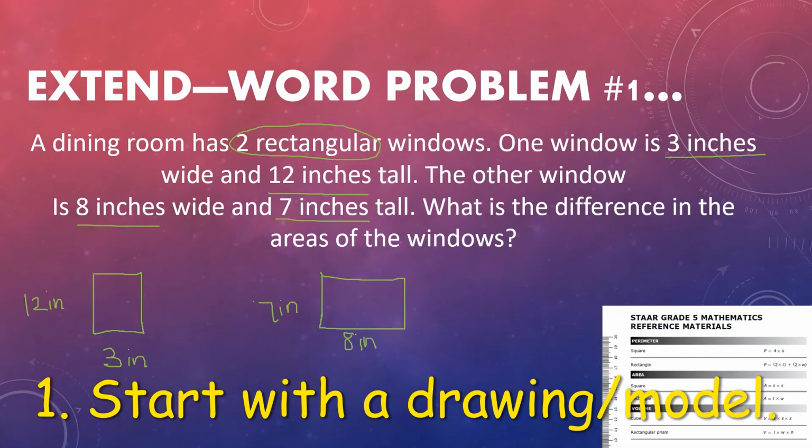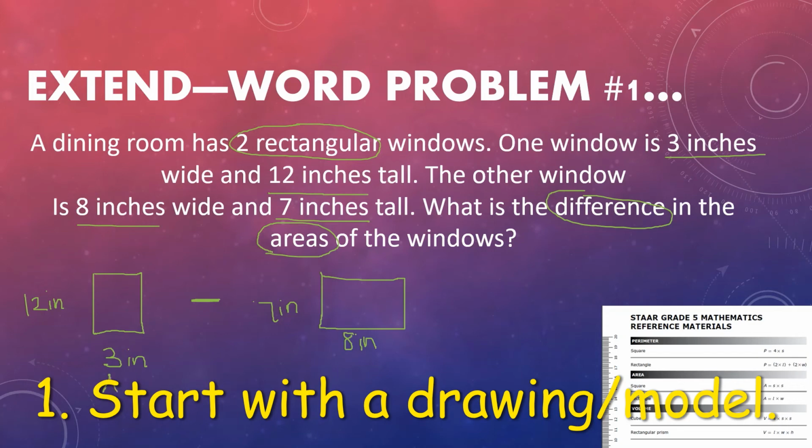Then the question says, what is the difference in the areas? So these are 2 important things I need to know. The difference. When I hear the word difference, I'm going to think, oh, we're comparing. That means we're going to be subtracting. Whatever this is, we're going to be subtracting it. And what are we subtracting? We're actually subtracting the areas of each of these windows.